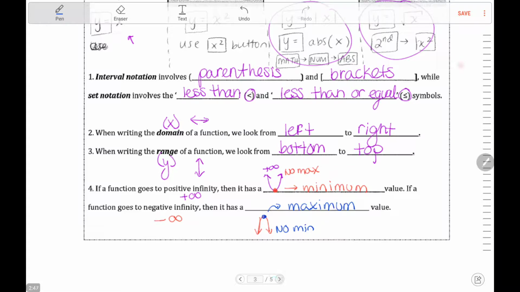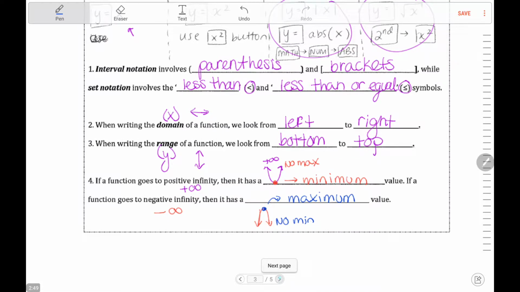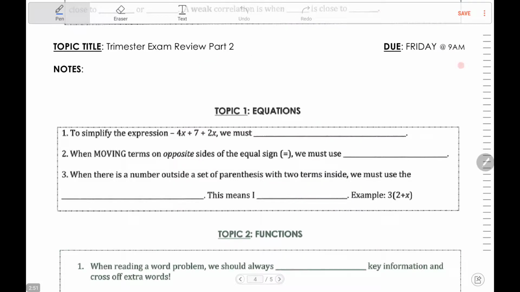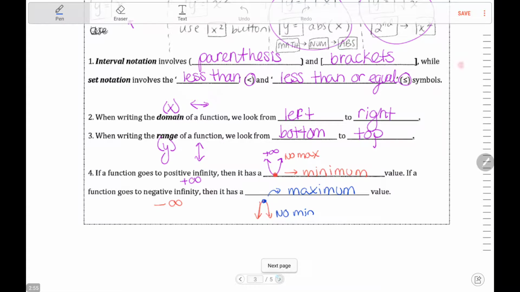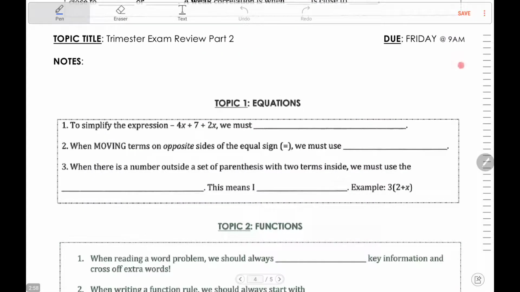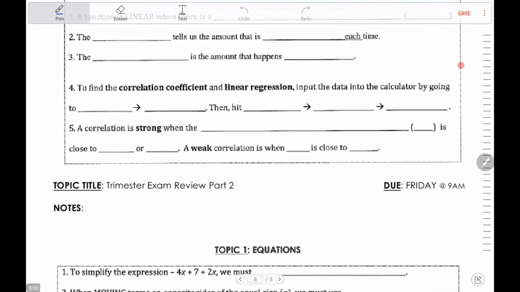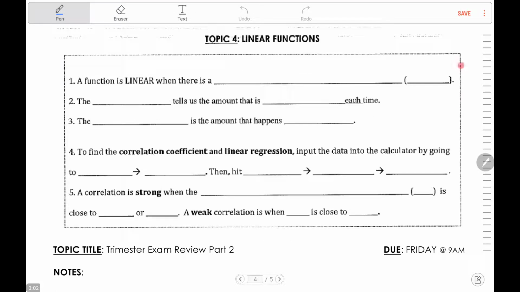Okay, and I know we don't normally switch pages, but we are going to switch pages, so please flip with me. Oh, something happened. Oh, there it is. Okay, we are going to do the top at linear function.